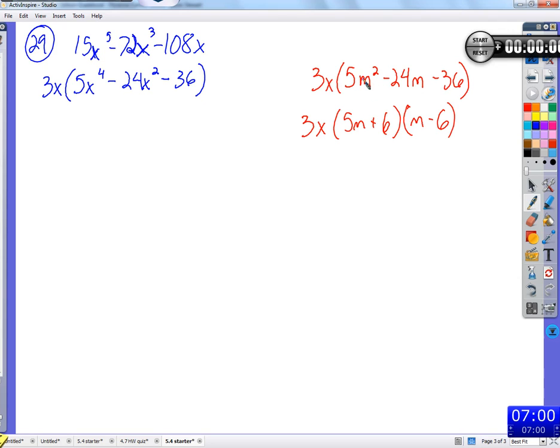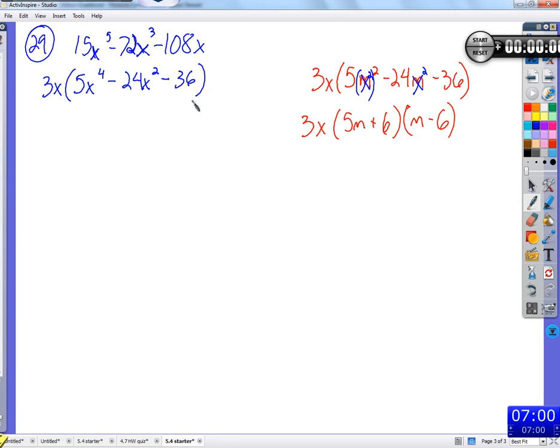If instead of m I put x squared, then I'll have negative 24x squared like this. If I take x squared and I square it, what's x squared squared? x to the 4th. So this is like a quadratic in that if you take this guy right here and square it, you get this guy right here. Just the variable part, not the number part. If you square x squared, you get x to the 4th.